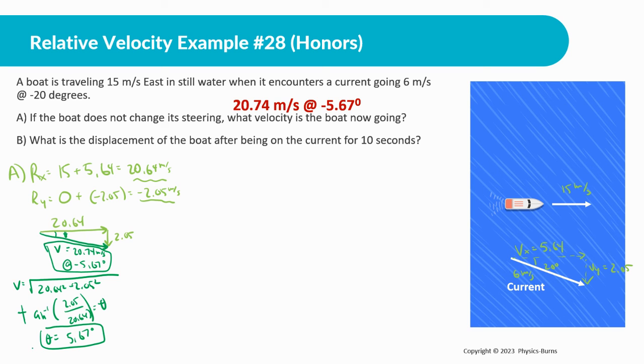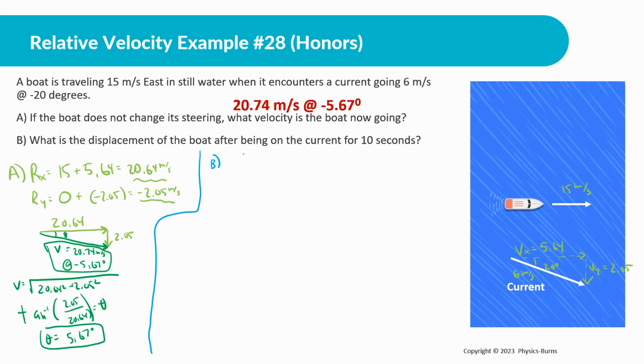Okay. Part B. Let me change colors. What is the displacement of the boat after being on the current for 10 seconds? So to find this, how can we do this? I guess there's a few ways you can do this.